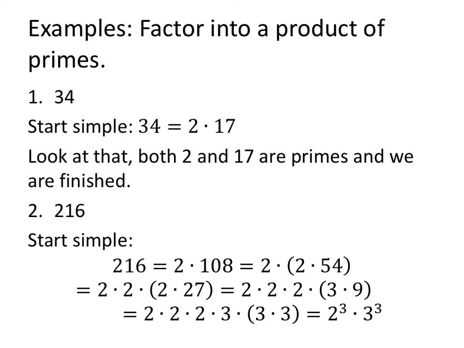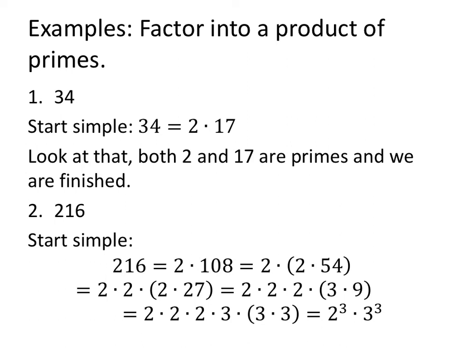I always start simple. If I have 34, I see the 4 at the end, I know it's an even number, so I know it has a factor of 2. So looking at 34 equals 2 times 17, I look at 2, I know that's a prime number. 17, also a prime number. I've factored 34 into a product of primes. It's not always that simple though. Sometimes it goes a little further.